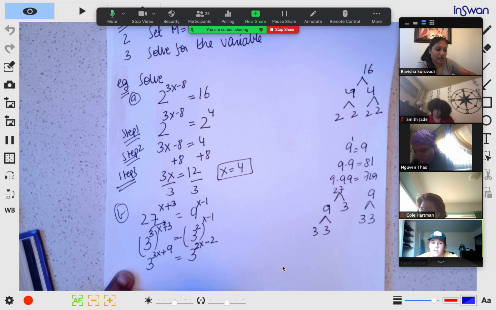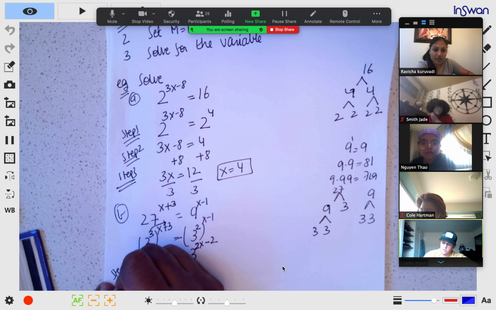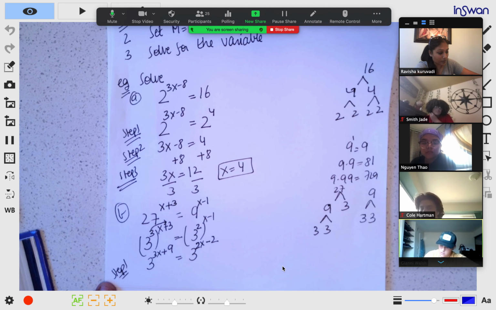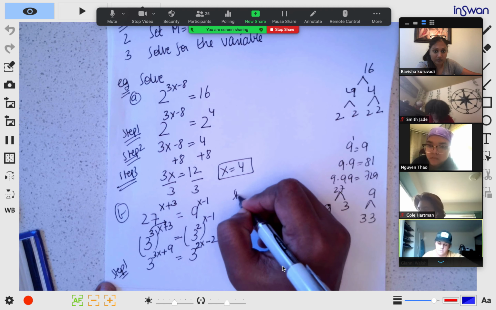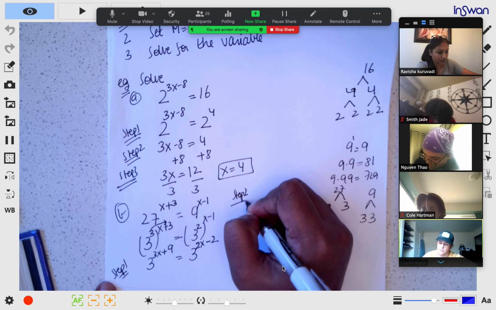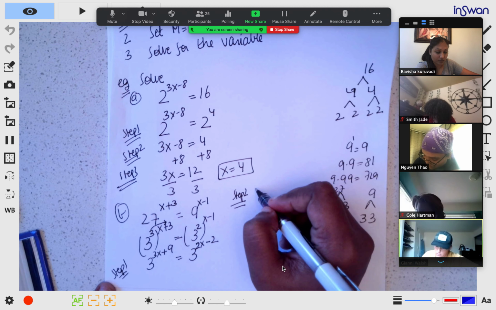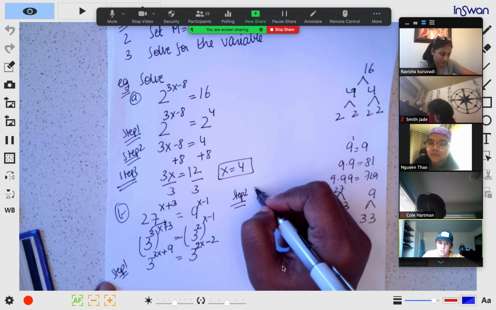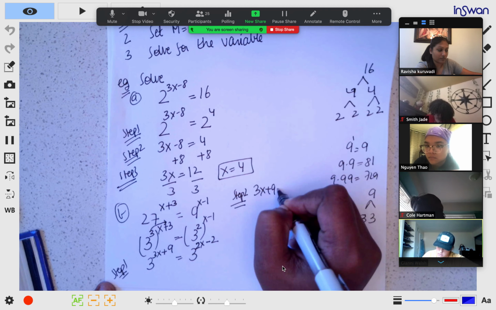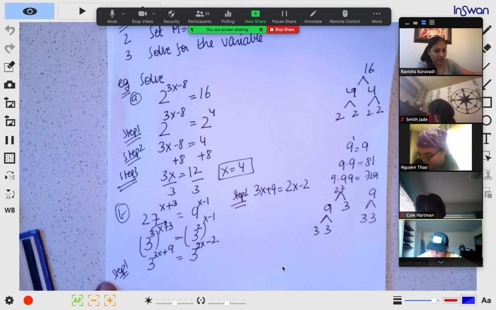Now I'm done. I was able to make my bases the same and powers different. What's my step 2? Step 2 is set m to n. So what's the m and n? 3x plus 9 equals 2x minus 2. Okay. And then step 3?